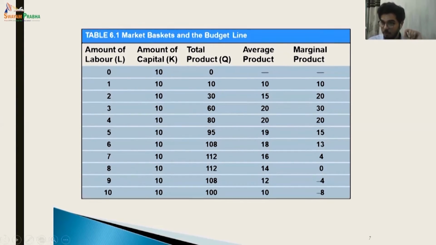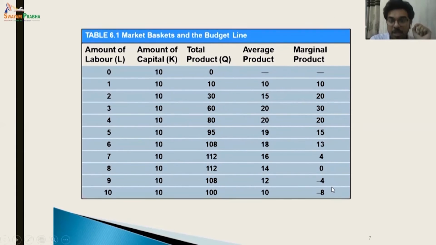increase in labor force is causing a decline in the marginal product. So if you observe here, after a certain point, total product decreases. Average product first rises, and after 4 it is decreasing. And now marginal product first rises, and after 3 it is also decreasing.